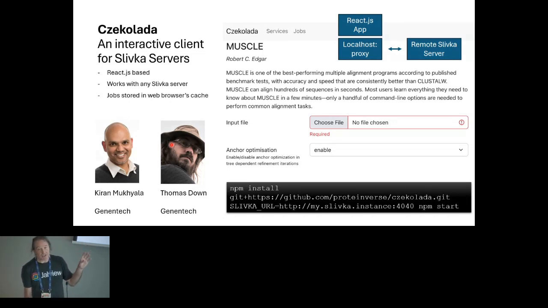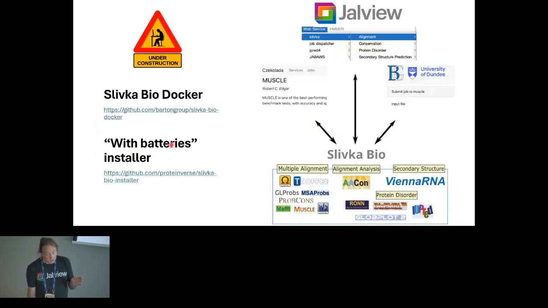So basically, Czekolada acts as a local proxy to any Slivka server, but then it stores the job details and history in the browser. So you can just spin up this and start sending jobs anywhere, and it will keep track of all of your IDs and so on, and produces rather beautiful forms as well. This is all very much a work in progress.